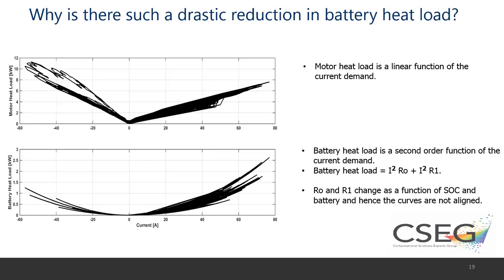So the question is, why is there such a drastic reduction in battery heat load? And the answer to that is in the first principles of how the batteries work. The battery heat load is due to the resistance inside the battery, and the heat load is a second order function of the current. So as our current demand drops, the battery heat load drops by the square of the drop in the current. So the heat load drops significantly. And we see that the motor heat load is actually a linear function of the current demand.